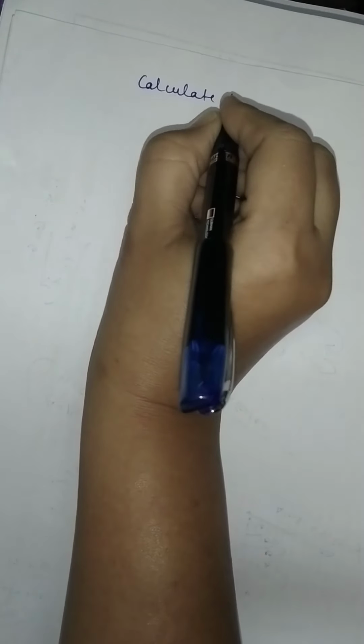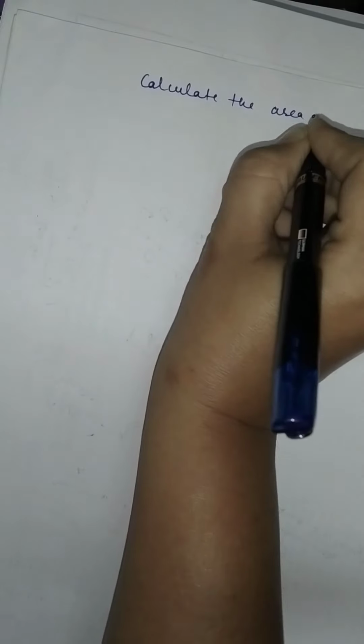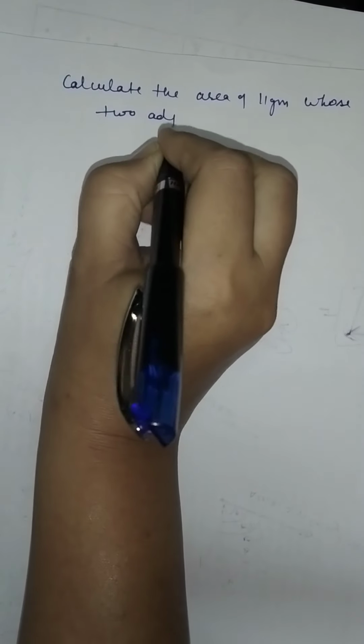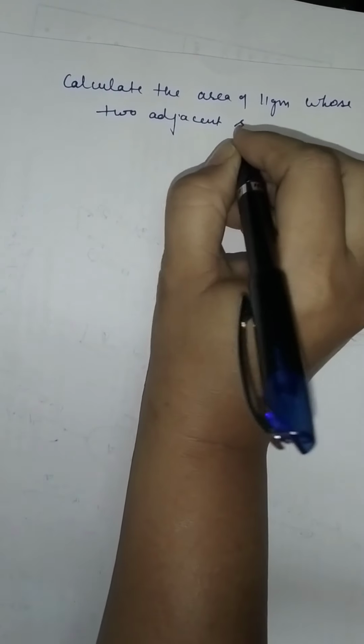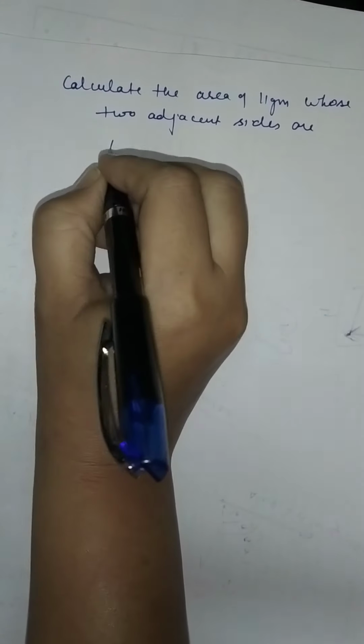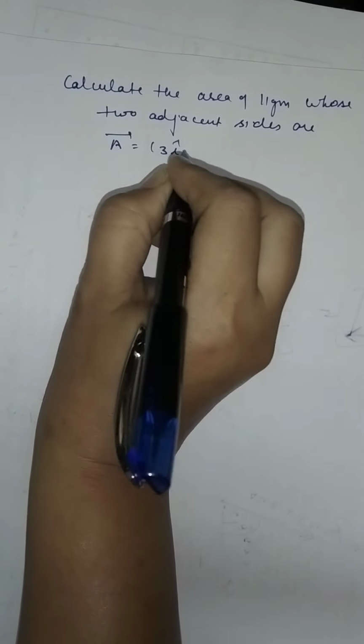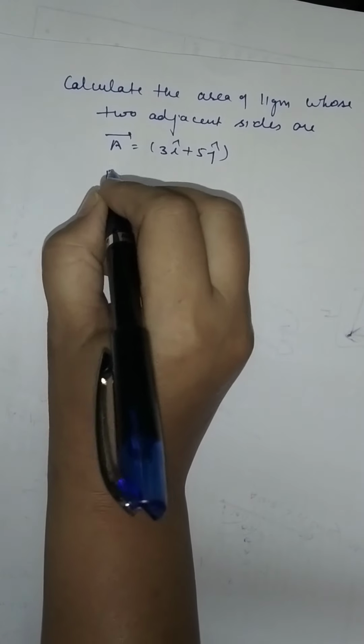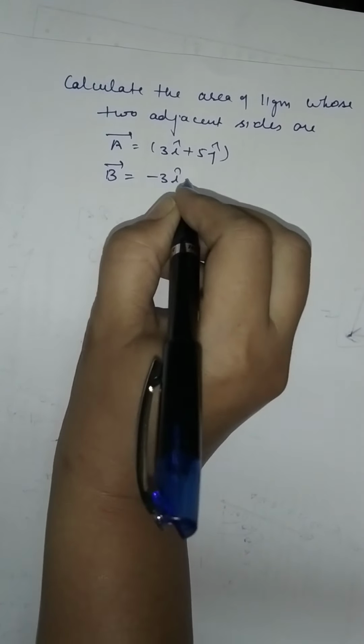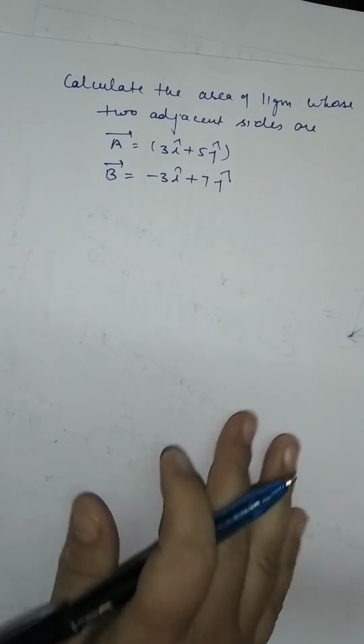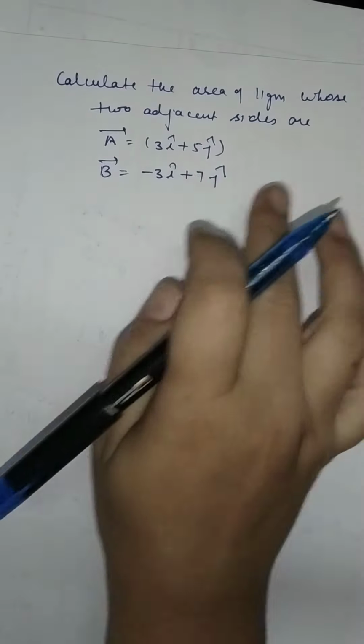Next question is calculate the area of parallelogram whose two adjacent sides are A equal to 3i cap plus 5j cap and B equal to minus 3i cap plus 7j cap. Okay, you have to find out the area of parallelogram whose two adjacent sides are this and this.